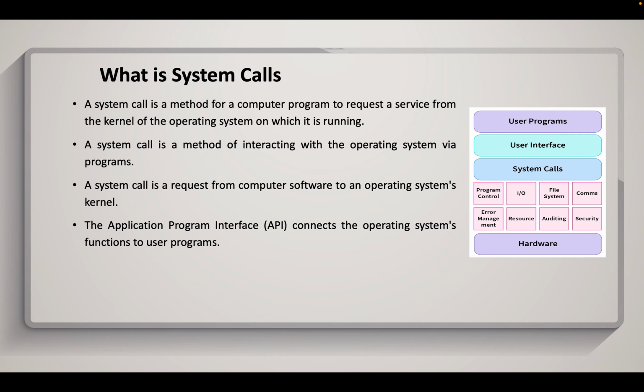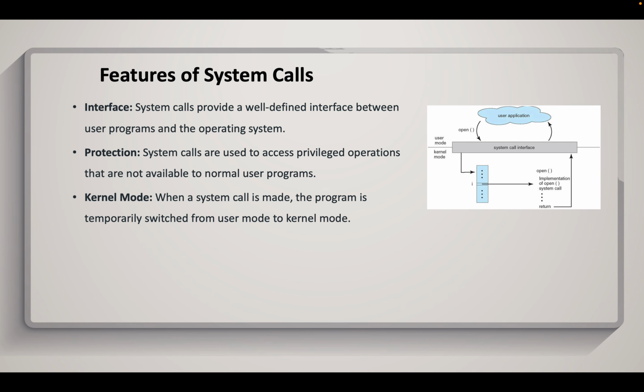The next topic that we are going to discuss is system call. What is a system call? A system call is a method or a function for a computer program to request a service from the kernel of the operating system on which it is running. A system call is a method of interacting with the operating system via programs. A system call is a request from computer software to an operating system's kernel. The application program interface connects the operating system functions to user programs.